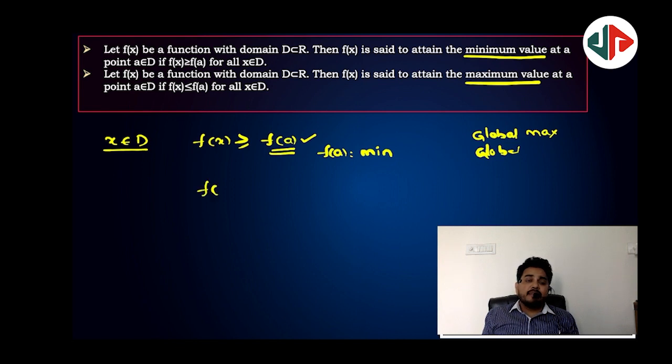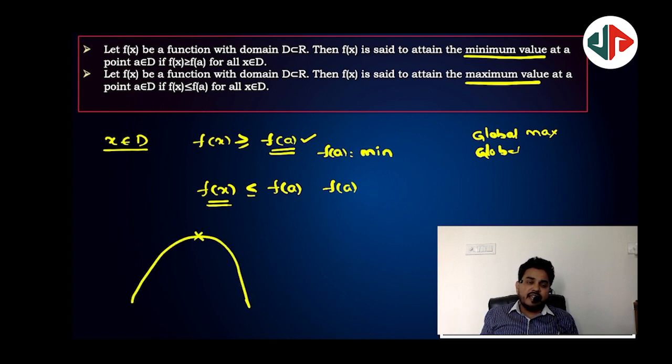And for example, f of x is less than or equal to f of a for all x values, then f of a is called maximum. For example, you have a function like this. You take this is f of a. You take any other value, all these are lesser than f of a or not. So this is the maximum. And if you have like this, this is the minimum value.